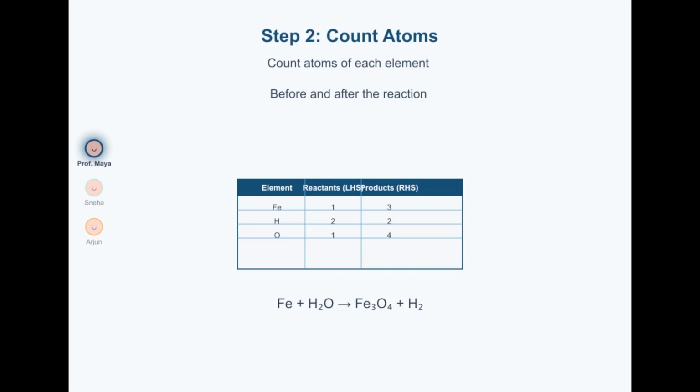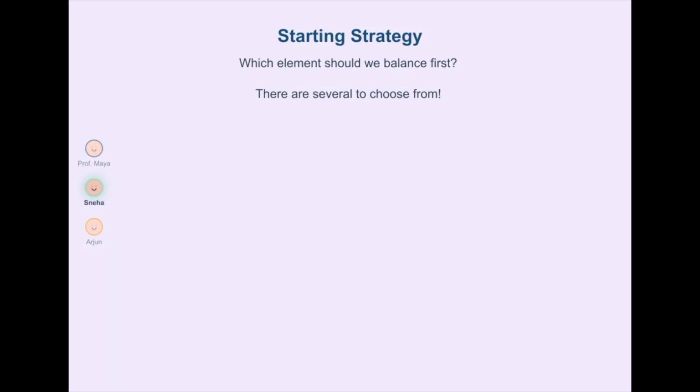Step 2. Count atoms of each element. Iron 1 on left, 3 on right. Hydrogen 2 on left, 2 on right. Oxygen 1 on left, 4 on right. Professor Maya, which element should we balance first? There are several unbalanced elements to choose from.